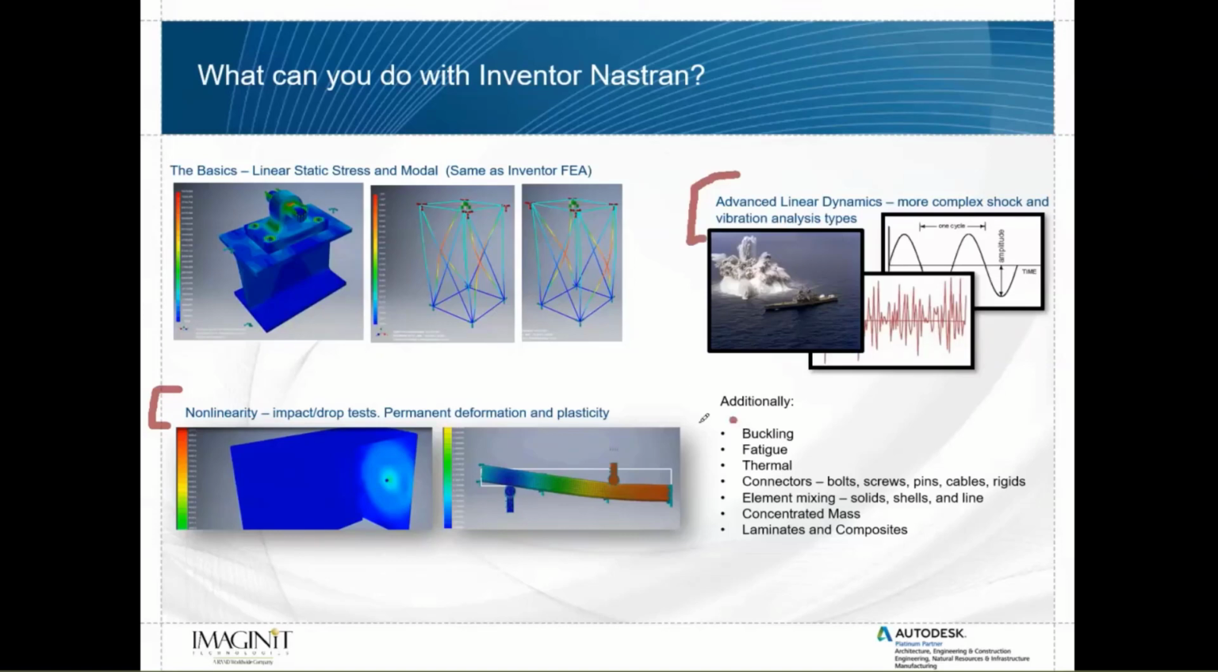And just as a note, you also have things like buckling, fatigue, thermal analysis, and quite a few different options for connecting and simplifying your geometry as well. Most software, like Inventor FEA, will give you just linear statics and modal analysis. If you need anything beyond that, that's where jumping up to Nastran is really going to benefit you.